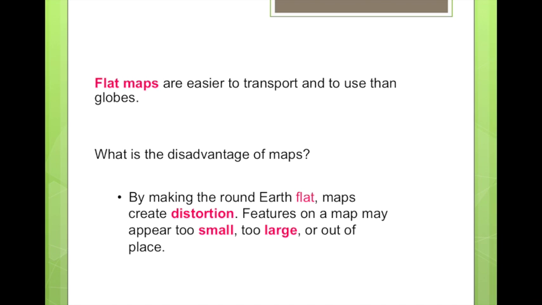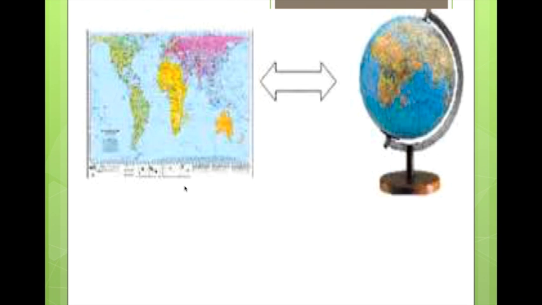So what is the disadvantage of a map? The disadvantage of the map is that by taking the Earth that is round and making it flat, you take the images that are on that round globe and you make it so that they are distorted. The features come out as being too small, too large, or simply out of place. So that is distortion. When you take this round object over here and you try to bend it and flatten it out so that it's flat, you get distortion.